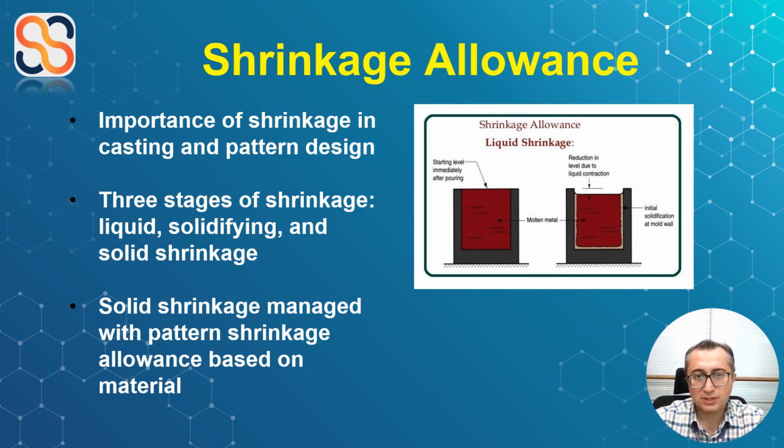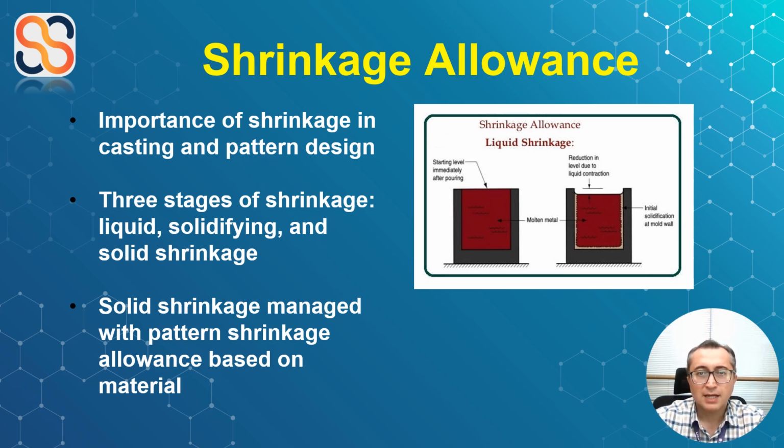The first two contractions are managed with appropriate gating and risering techniques to ensure consistent metal flow and minimize defects during the pouring process. However, for the last phase, solid contraction, a positive shrinkage allowance is applied directly to the pattern. This shrinkage allowance changes by metal type because each metal contracts at a different rate.